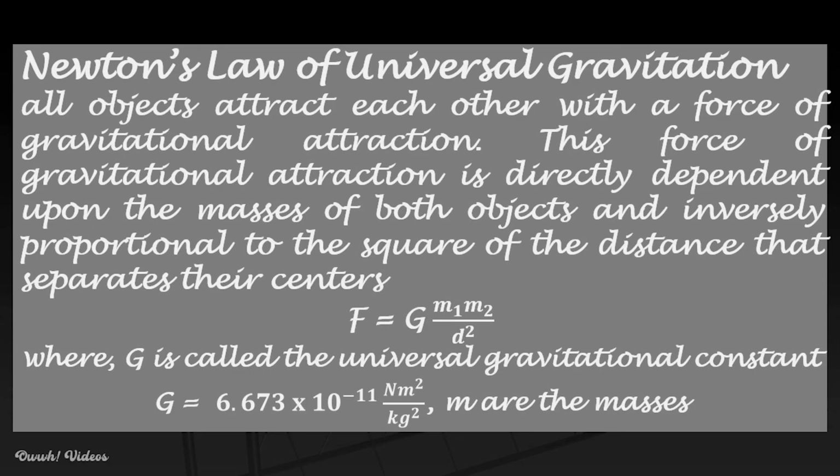Newton's law of universal gravitation. All objects attract each other with a force of gravitational attraction. This force of gravitational attraction is directly dependent upon the masses of both objects and inversely proportional to the square of the distance that separates their centers. F is equal to G multiplied by m1 and m2 over d squared, where G is called the universal gravitational constant.